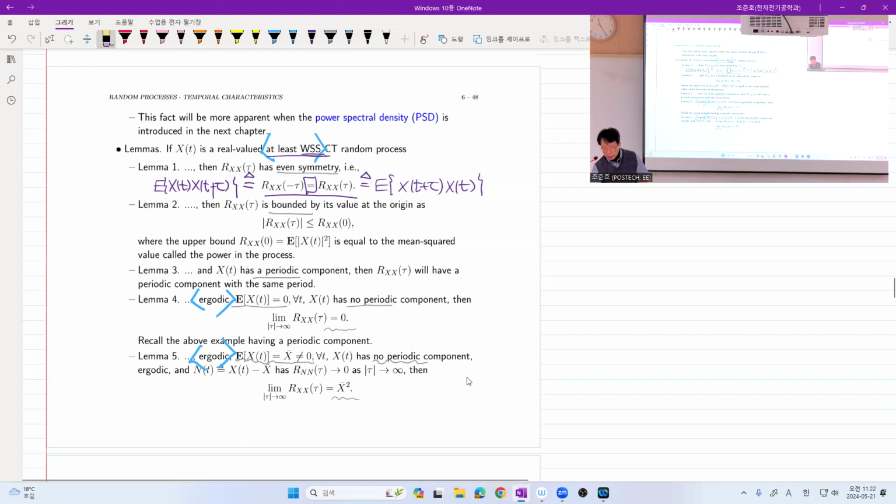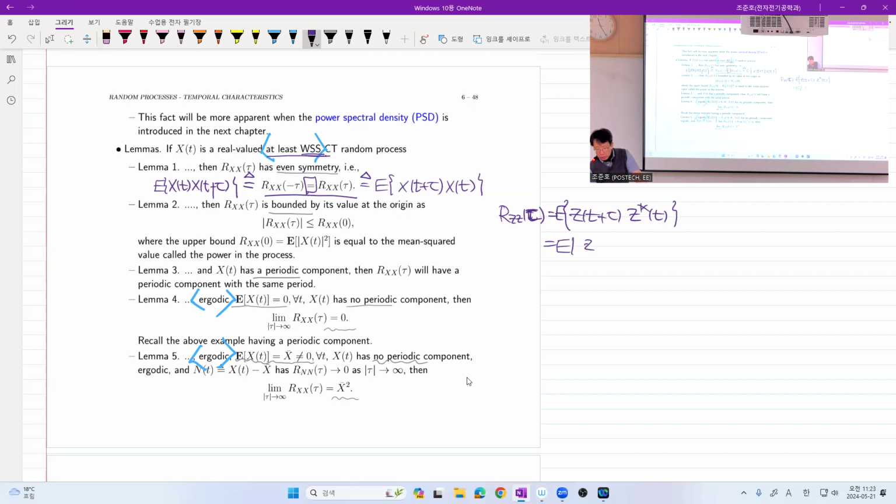Let's say Z. Then can we say that the autocorrelation of Z is real even? Of course not, because the definition does not allow commutativity due to the conjugation. So even though you change the order, the conjugation still persists.